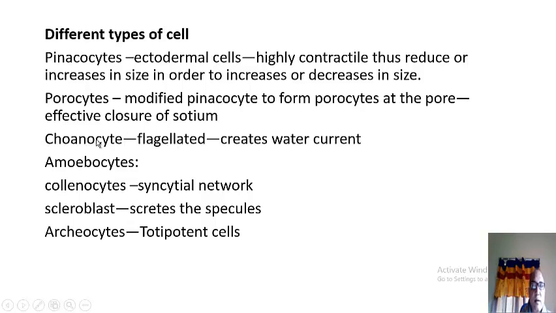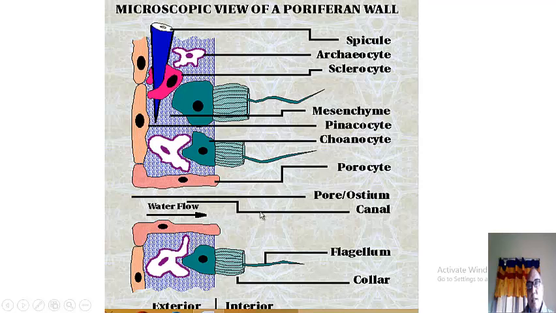The inner wall of the body of the sponge is made up of choanocytes, which help to suck in the water and create a current, and then from the osculum the water is expelled out. So the inner wall is made up of choanocytes, this blue one. The outer ones are the spicules, the sclerocytes, and the pinacocytes. And there are pores here.